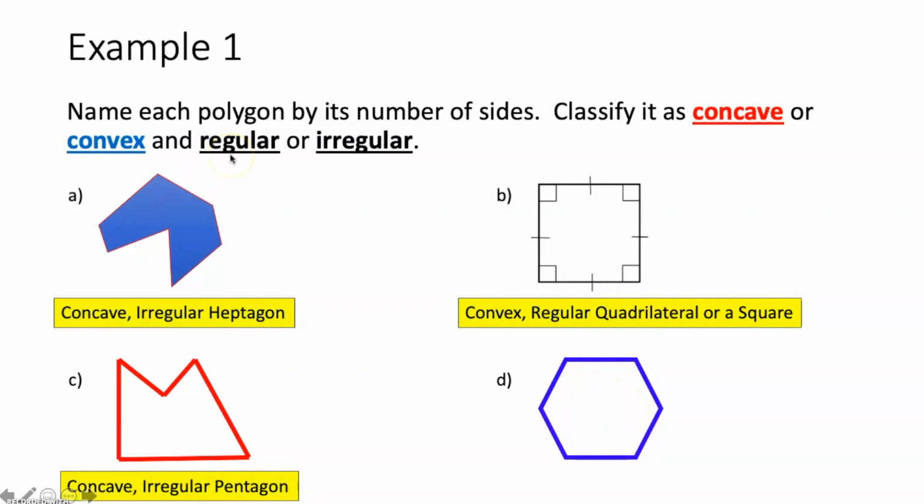Then is it regular or irregular? Well, regular means all the sides are congruent and all the angles are congruent. It's equilateral and equiangular. Does this look equilateral and equiangular? Yes, it does. But is there any way you can prove it? Is there any way that the figure shows you that it's equilateral and equiangular? No, there's no tick marks and there's no angle measures. So we can't say for certain that this is a regular polygon. So we're going to say that this is a convex, irregular hexagon.